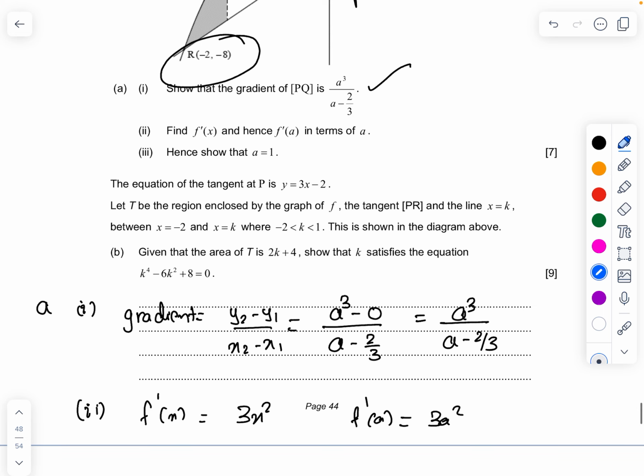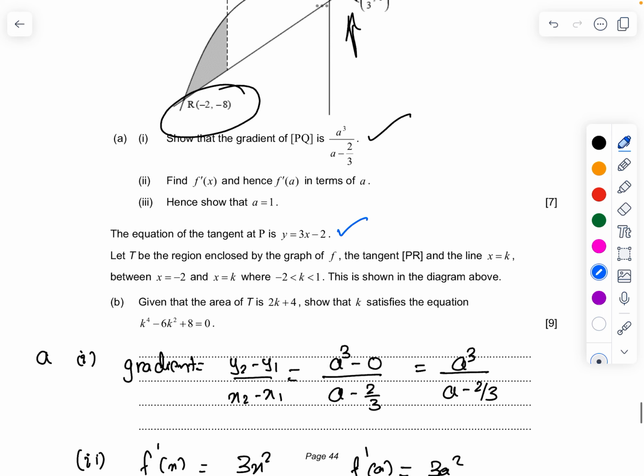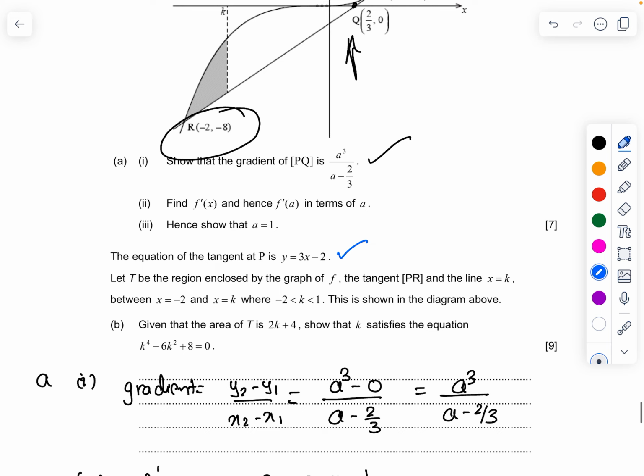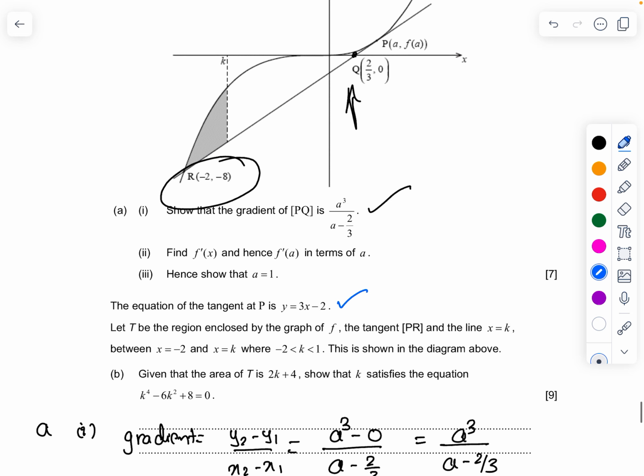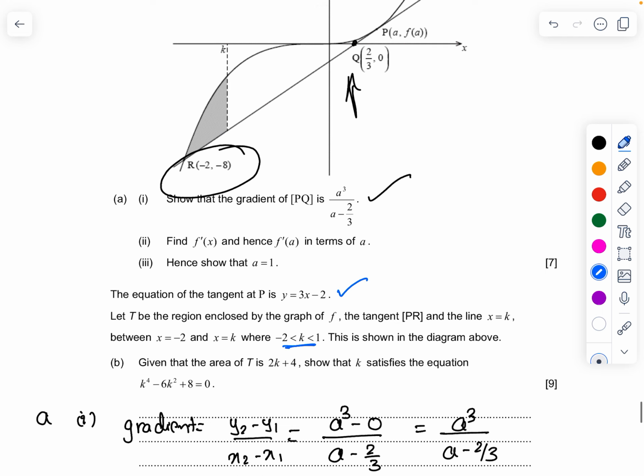The equation of the tangent is y equals 3x minus 2. Let T be the region enclosed by the graph of f, the tangent PR and the line x equals k between minus 2 and k, where k lies between minus 2 and 1. This is shown in the diagram above. Given that the area of T is 2k plus 4, show that k satisfies this equation.